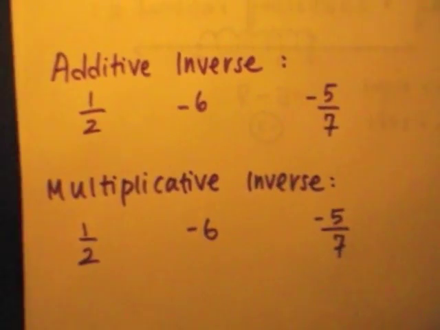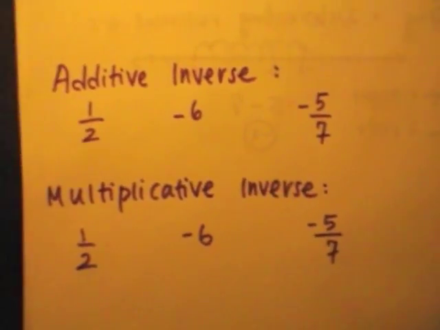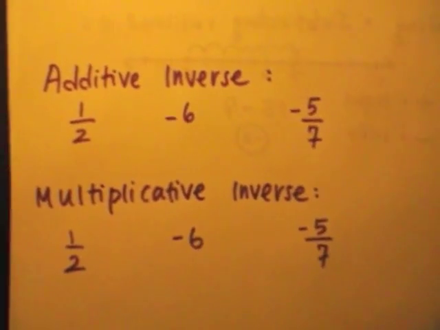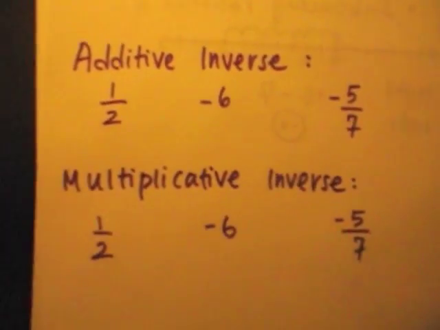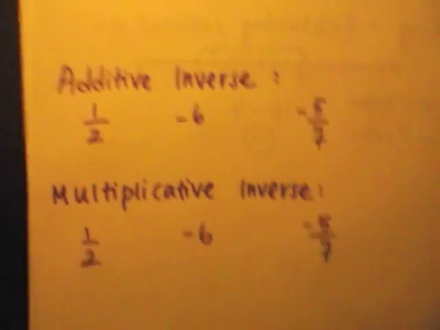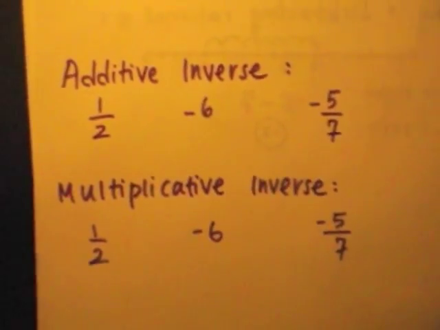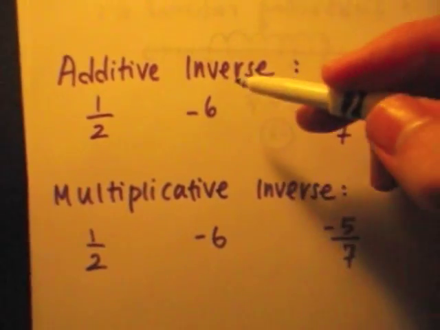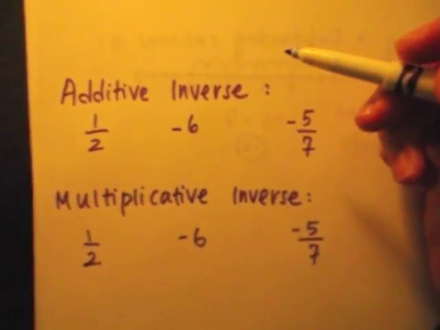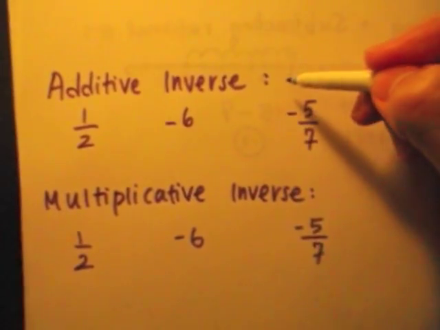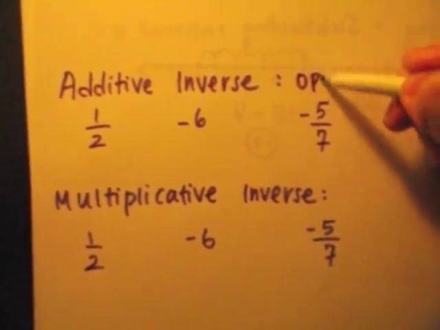Alright, Algebra 1, so this video is about the additive inverse and the multiplicative inverse. And now I'm going to show both of these to you together because a lot of students might confuse them. I'm going to start with the additive inverse. Another word for the additive inverse is opposite.